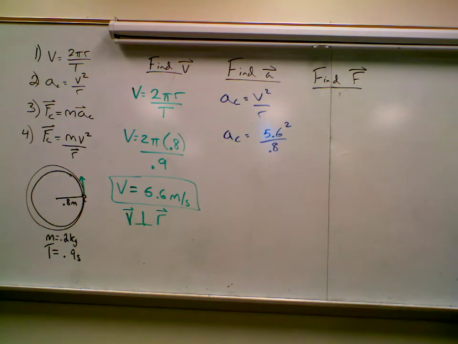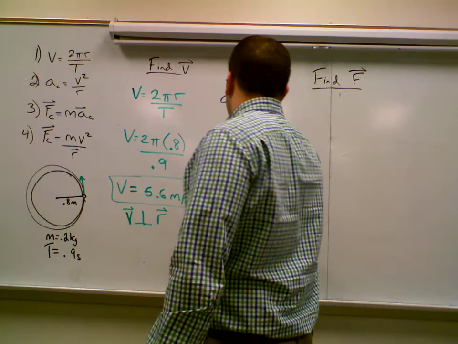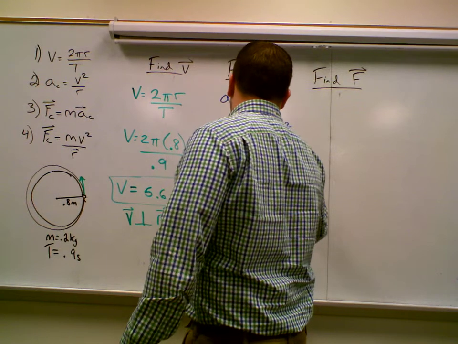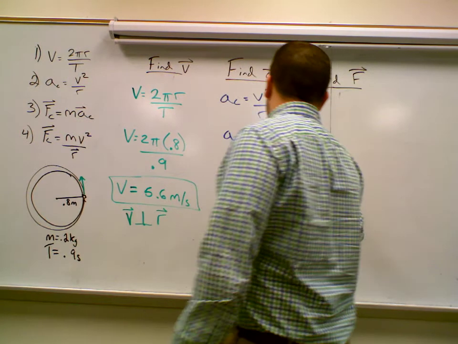So 5.6 squared divided by 0.8. Can you guys calculate that? 39.2. So acceleration equals 39.2 meters per second squared.